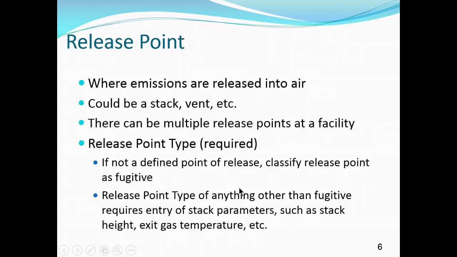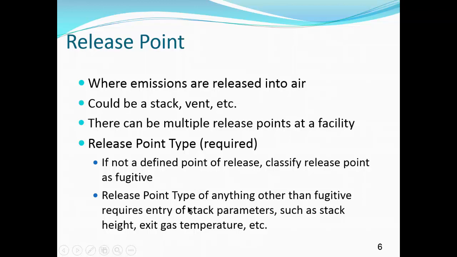So if you have a stack, for example, that's clearly not fugitive. But if you have any kind of release point type other than fugitive, then you have to say, okay, well, what is it? Because obviously if it's a really, really tall smokestack, that makes a difference both for how much gets emitted, because stuff happens in the smokestack on its way out. Kind of like if you think about PM 2.5 can turn back and forth from a gas to a solid, stuff like that. So it makes a big difference, the height of the stack.